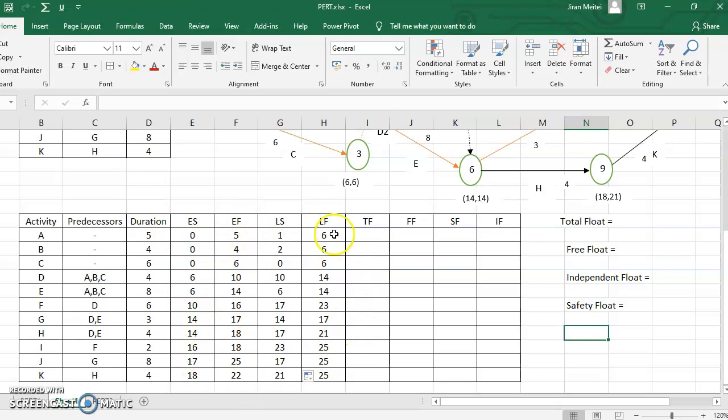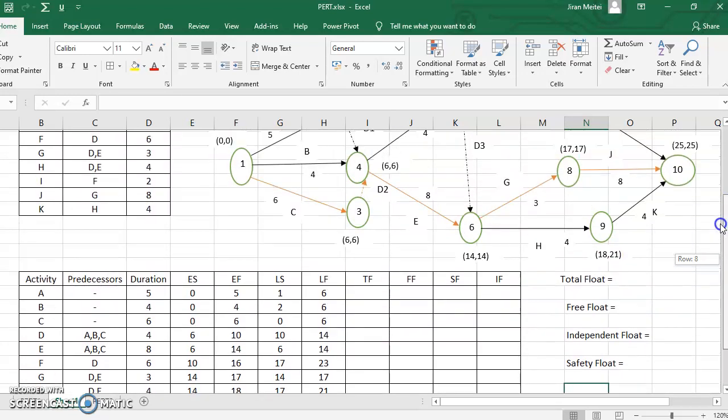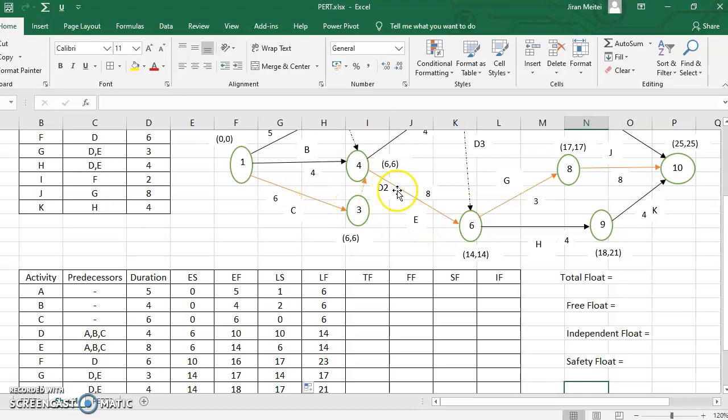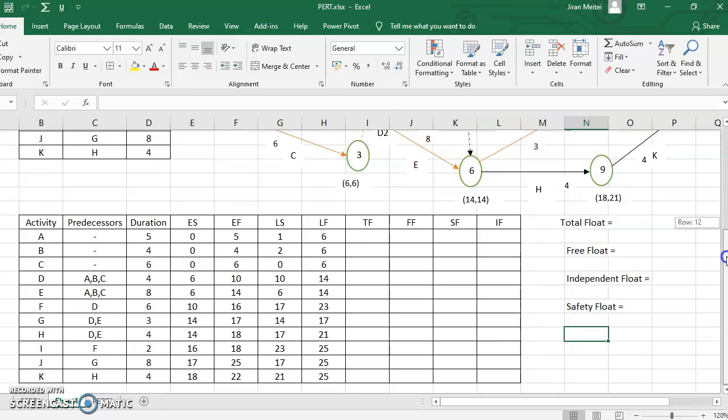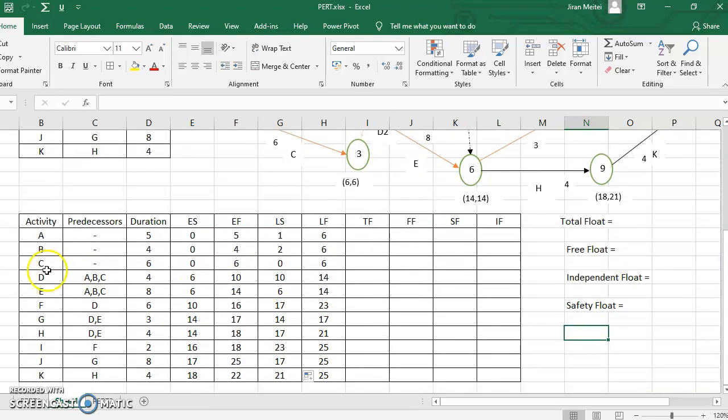Similarly, the same logic applies to the other activities in the network. This is how you find out the early starting time, the latest starting time, early finish time, and late finish time of the various activities in the network. Now you come over here. What are the critical activities? C, E, G, and J.